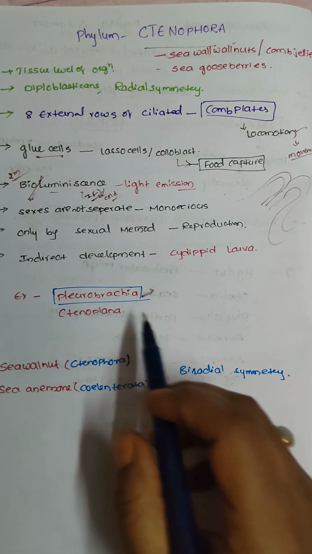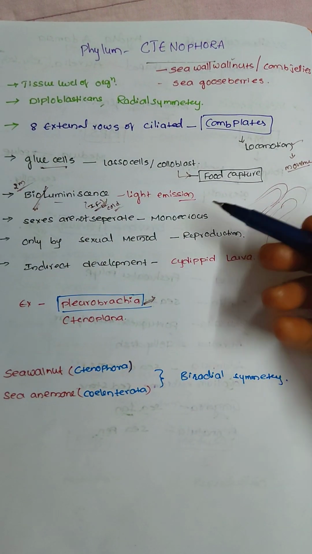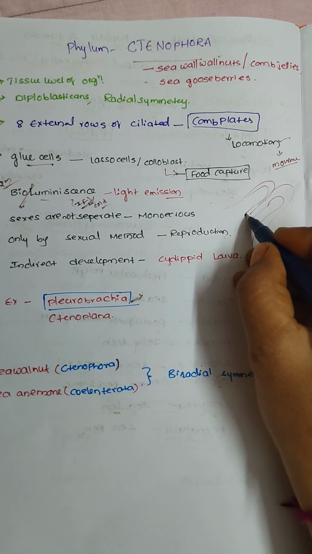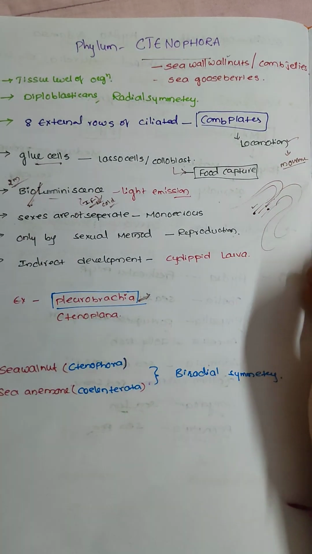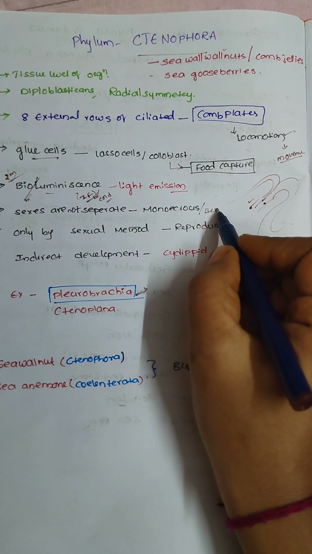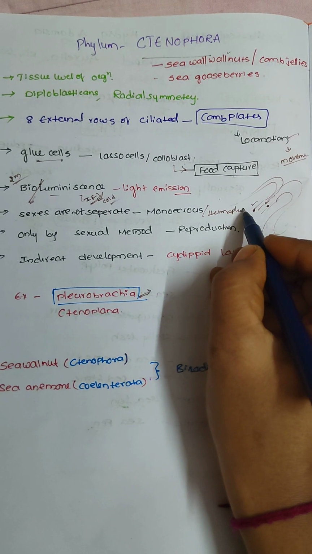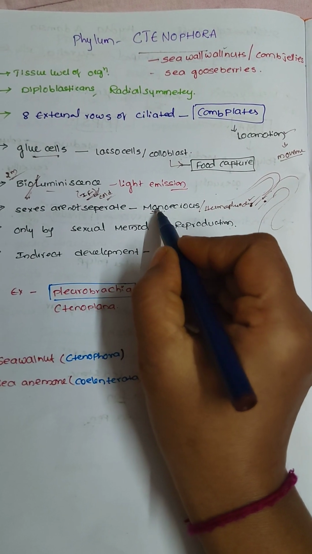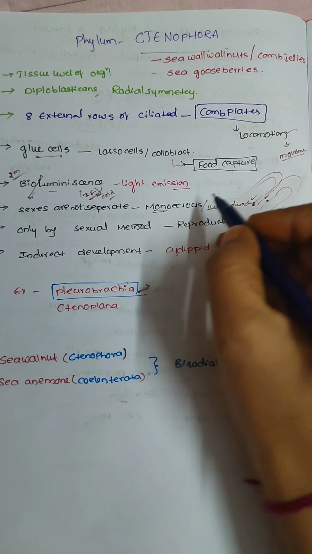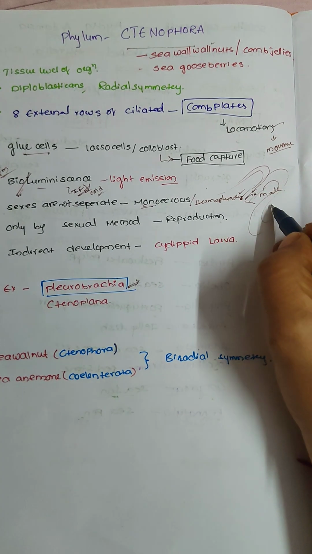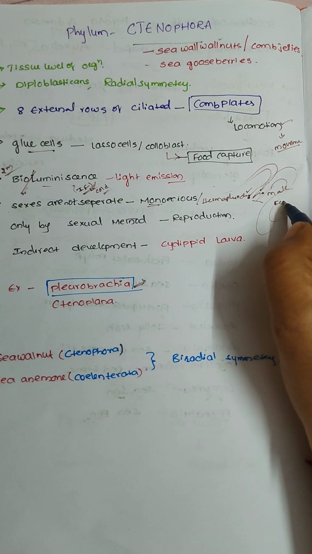2 marks question. And also here in the Ctenophora, the sexes are not separate. Means in one organism both male gametes and female gametes are produced. That is called monoecious, and it is also called hermaphrodite. The other name, hermaphrodite or monoecious, is the same. Mono means single: a single organism can produce male gametes and female gametes. That is why there is no separation of the sexes.